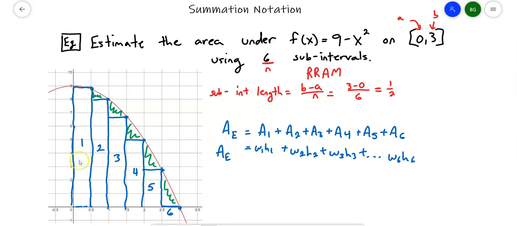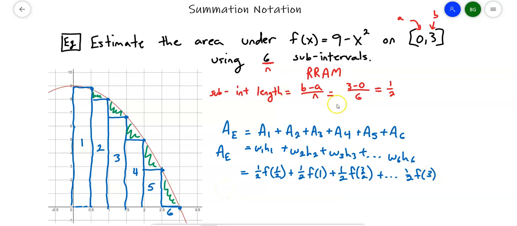Now remember, width is going to be 1/2 in this case. That's the length of our subintervals. And the height is found by taking function values. And so maybe actually that could be worth writing. So that'd be 1/2 times f of 1/2 plus 1/2 times f of 1 plus 1/2 times f of 3/2 plus dot dot dot till we get to 1/2 f of 3.